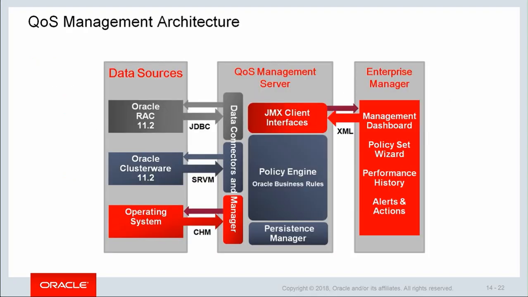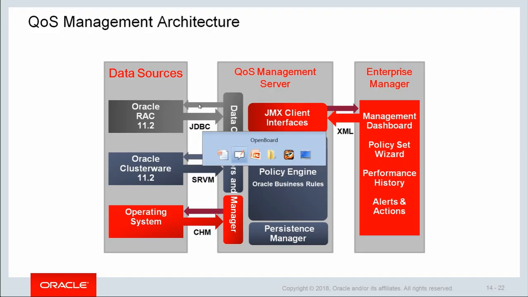And in this example, you see the architecture. The database makes a JDBC connection to Quality of Service, and the Oracle Clusterware component SRVM connects to Quality of Service. And at the operating system level, Cluster Health Monitor works with Quality of Service. So after collecting this information, Quality of Service will use the policy engine to see if the current performance of a service is worse than the expectation. If that is the case, it generates a recommendation based on performance ranks. So that is the idea.